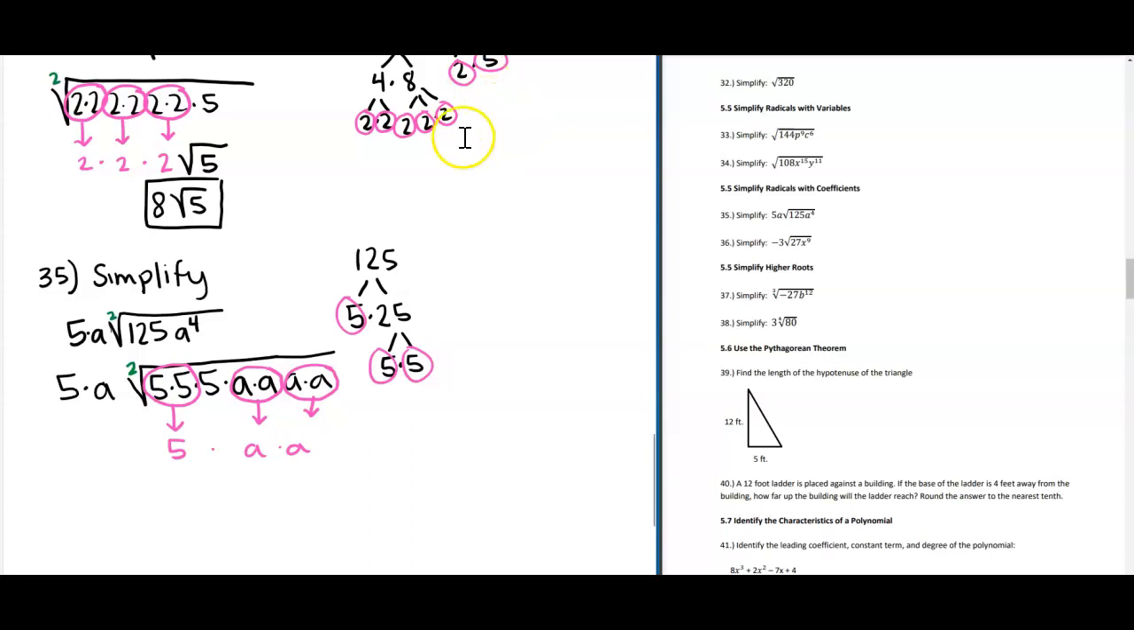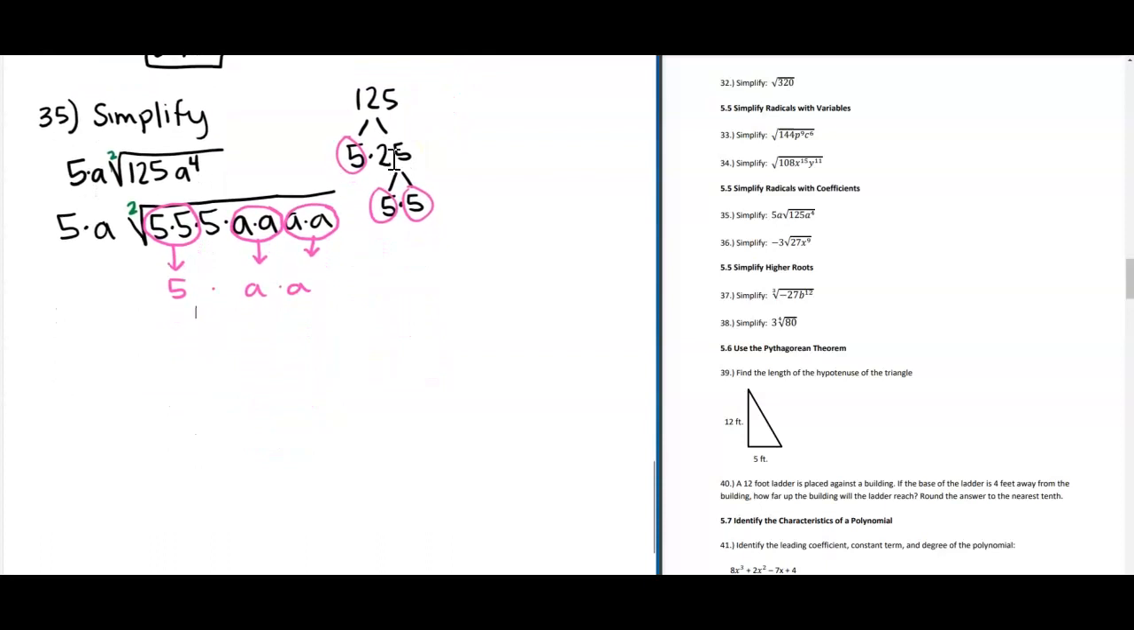So let me write it this way. Make sure this is clear. I'm going to keep that 5a that was already out there, and then next to it, I'll write times 5 times a times a. Those things that get to come out. But then still stuck inside my square root, this other 5 doesn't have anybody to pair up with, so it is stuck inside there.